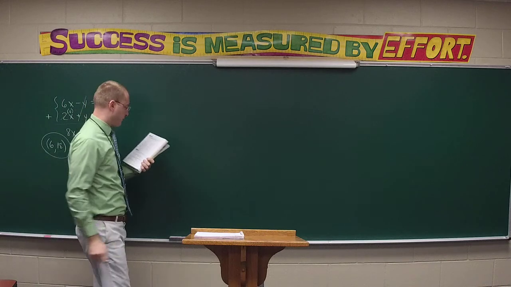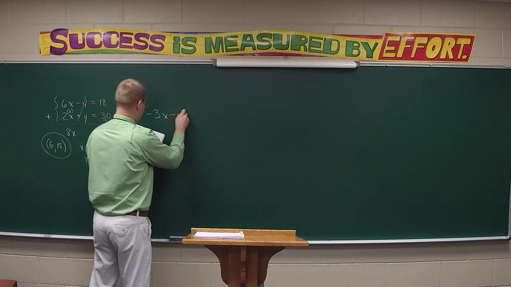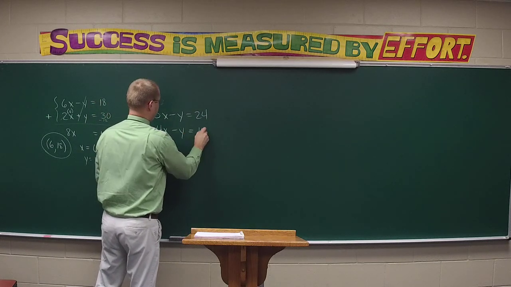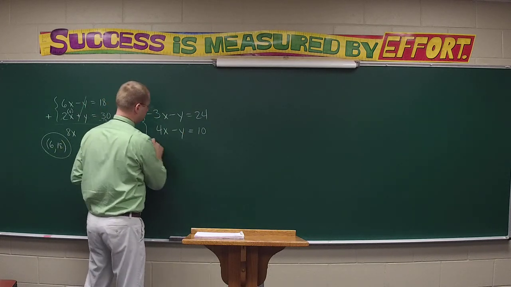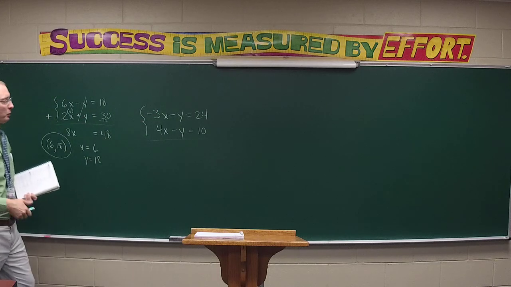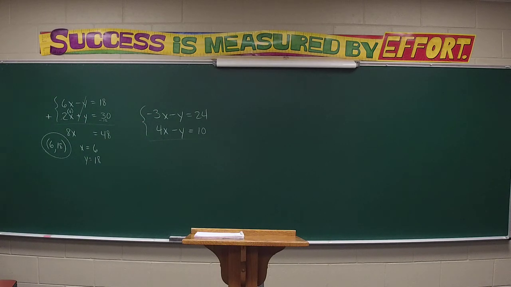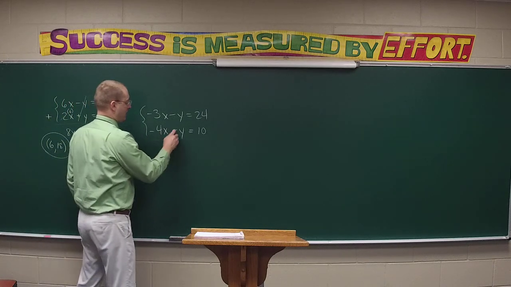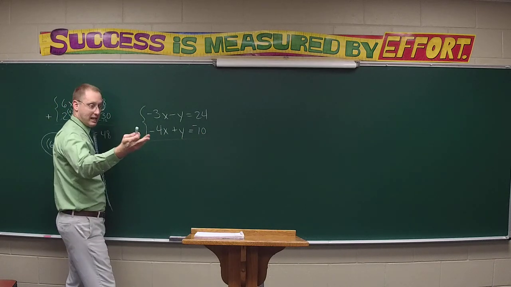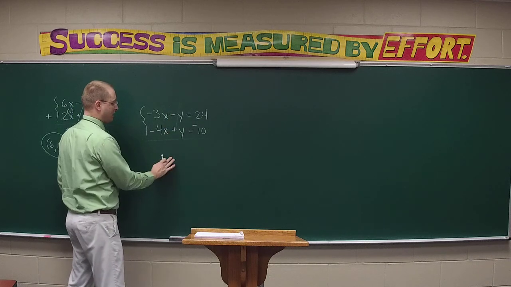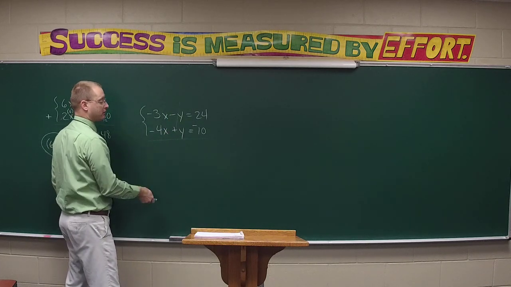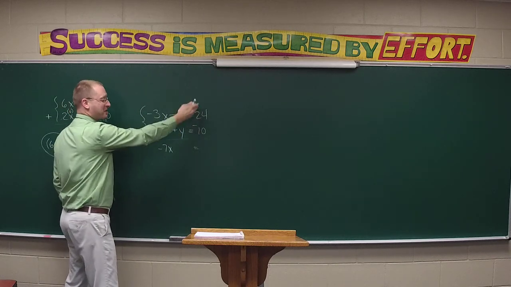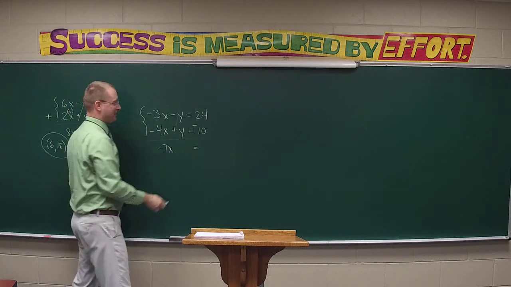The next one you had was number 4, where we had a negative 3x, negative y is equal to 24. We also had a 4x, negative y is equal to 10. Here, nothing cancels right away, but I can get things to cancel very easily. You can change all the signs at the bottom, to make this a negative, this a positive, this a negative. Now what cancels? The y's, leaving me with the 24 and negative 10, class, 14.